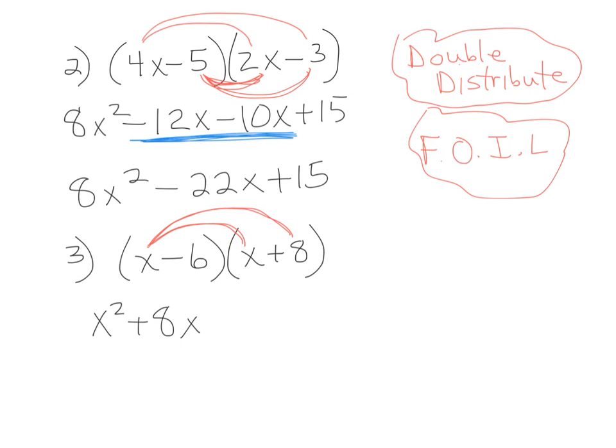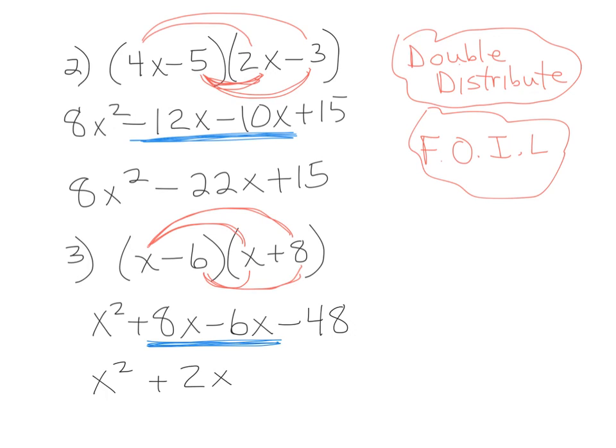First times first, outside times outside. Now let's go inside times inside. Negative 6 is on the inside, negative 6 times x is negative 6x. And then the last term of that quantity times the last term of the other quantity. Last times last. Negative 6 times 8, negative 48. And then again, there are usually like terms here in the middle. And you'll get x squared plus 2x minus 48.